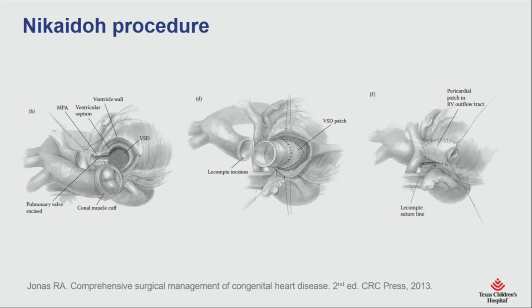So the incidence, in some of the larger series, of some degree of coronary issues can be as high as 10 to 15%. And then you reconstruct the outflow tract for the pulmonary artery, either with a direct connection and a patch or a conduit or however you want to do the reconnection.